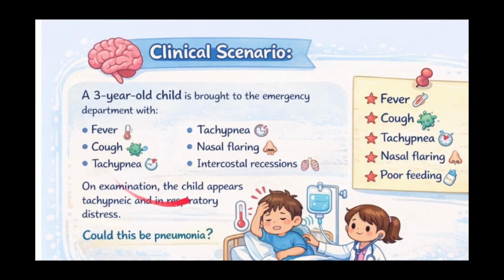So now comes the symptoms of pneumonia. Pneumonia presents with fever and cough, tachypnea, that is increased respiratory rate, that can be the only symptom in kids as well, and nasal flaring and intercostal recessions. These are very important because they show respiratory distress, and if these are present, you have to admit the child. The child can also present with poor feed.